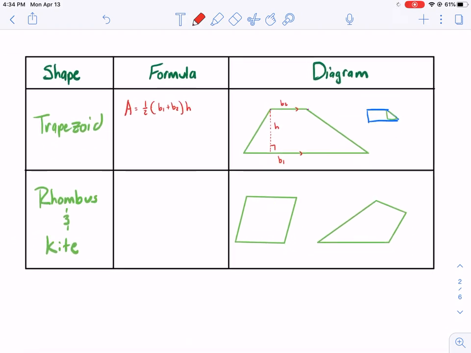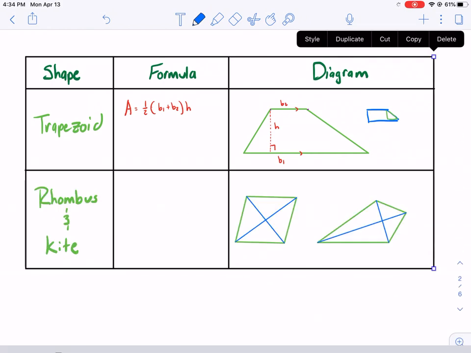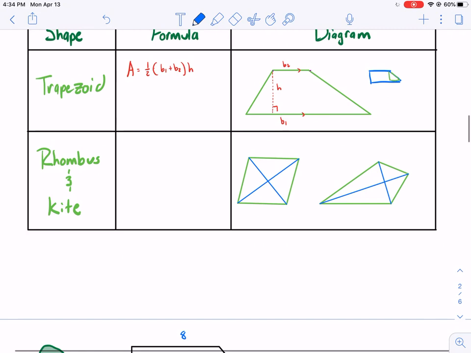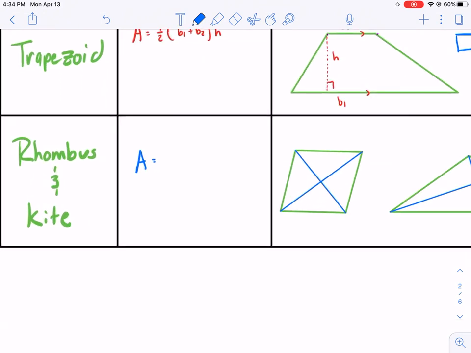Rhombuses and kites, a little bit different. Okay, so if I draw diagonals here across both these shapes, you'll see that we create a lot of triangles here. So it's no surprise that the area of a rhombus, or a rhombi as some people say, or I don't know. Honestly, I don't even know which one to side with on this one.